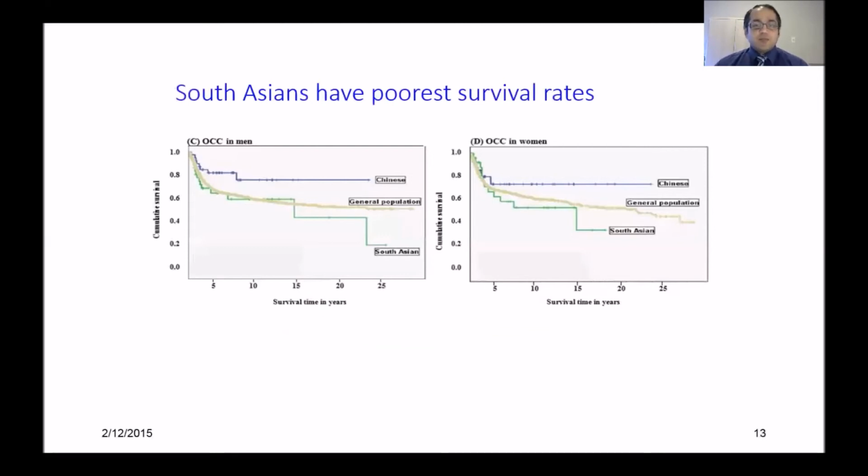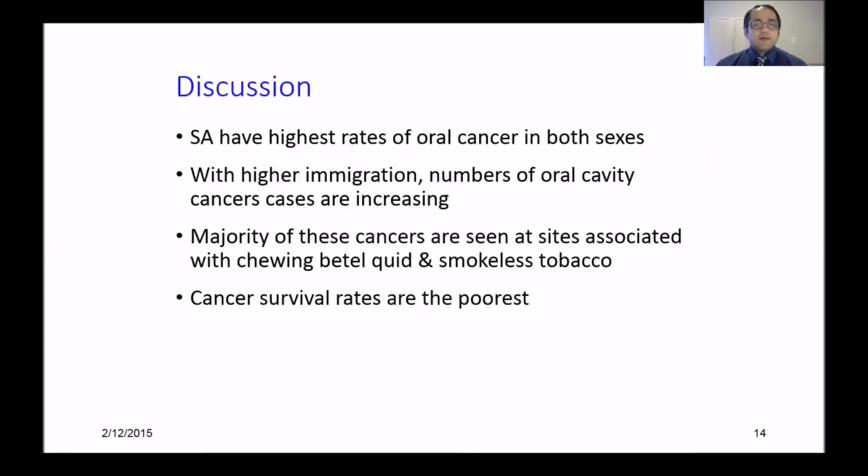When we look at the survival rates, we found that South Asians have poorer survival rates as compared to the Chinese and the general population in both men and women. Therefore, from phase 1 of our study, we found that South Asians have the highest rates.